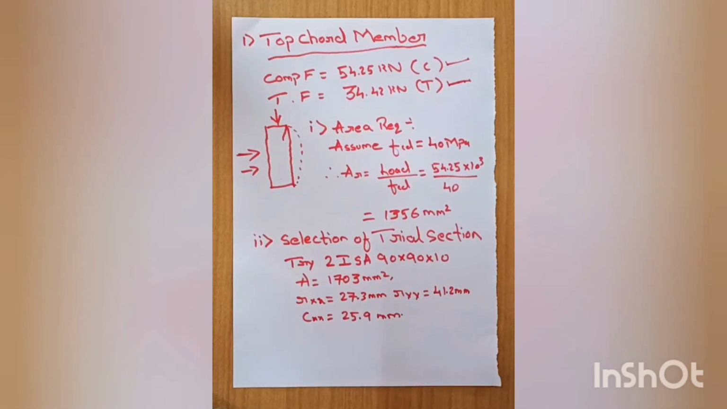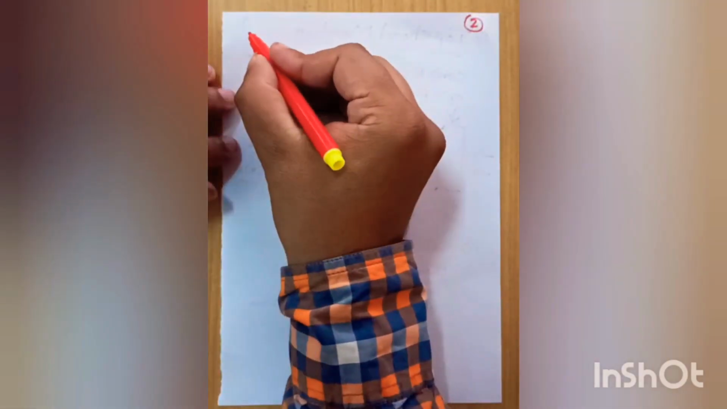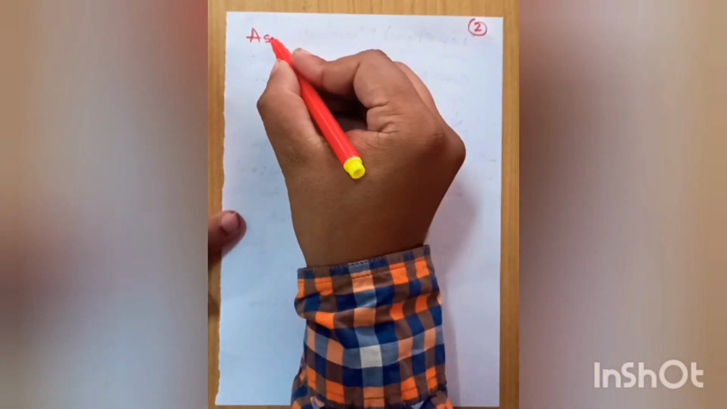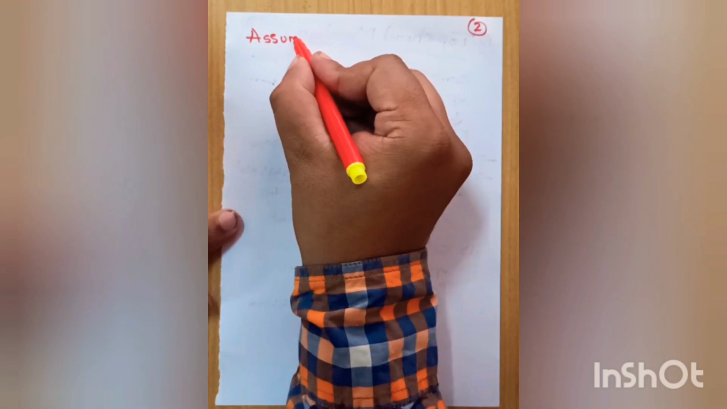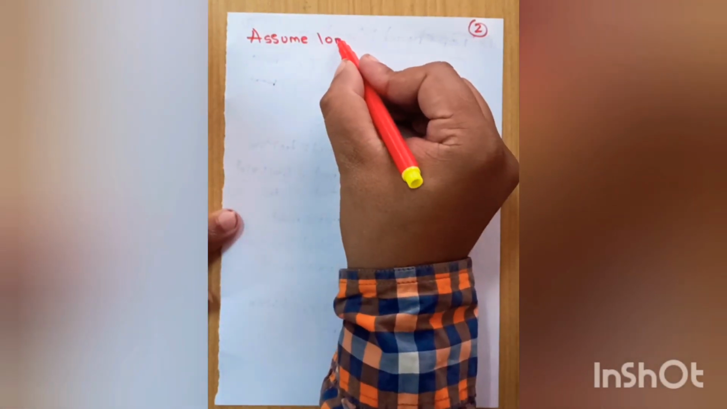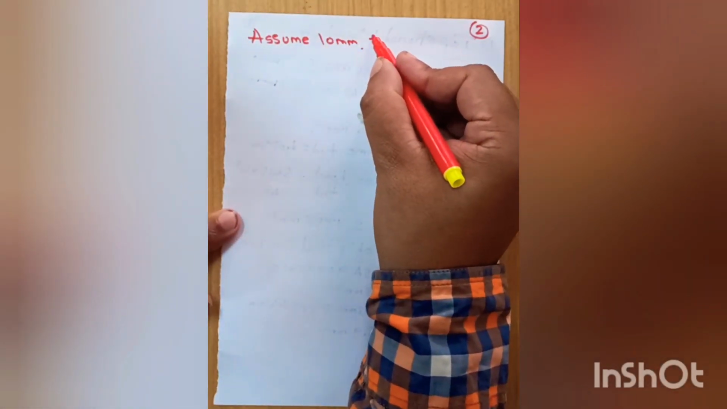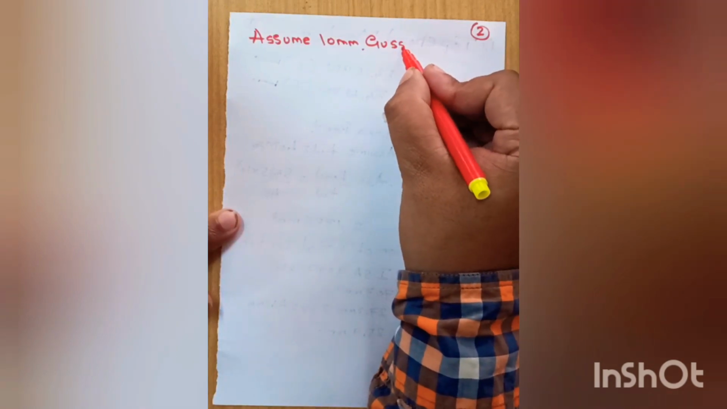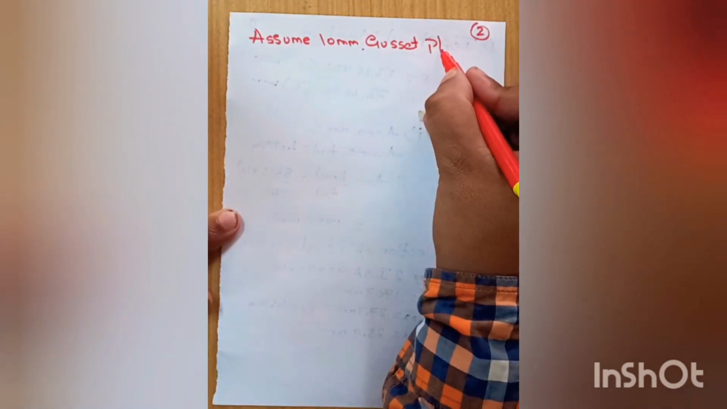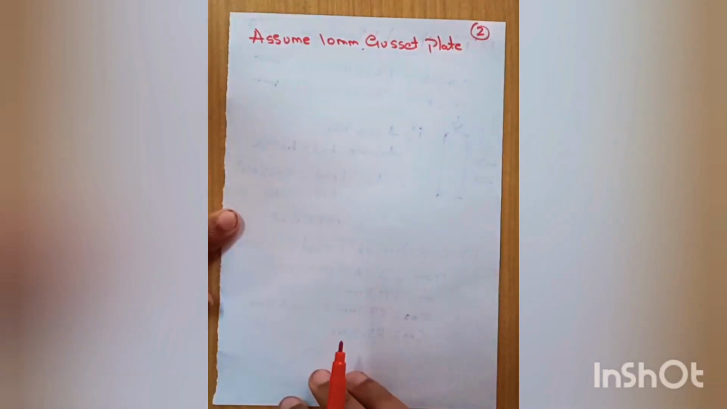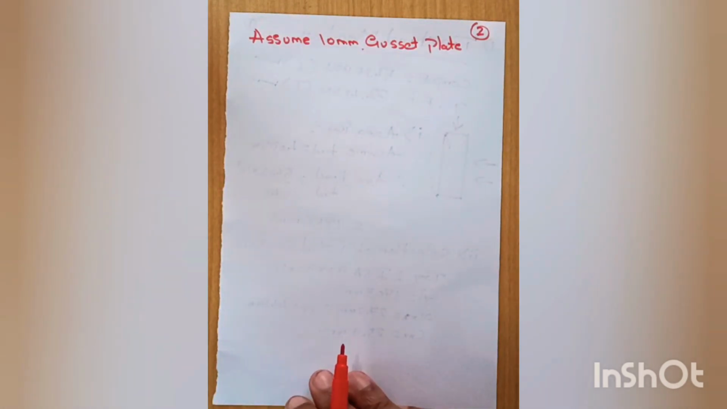So I have written all the details required for the design. I have taken it from the steel table. I will also assume 10 mm gusset plate. So I am assuming this strut is connected to a 10 mm gusset plate.